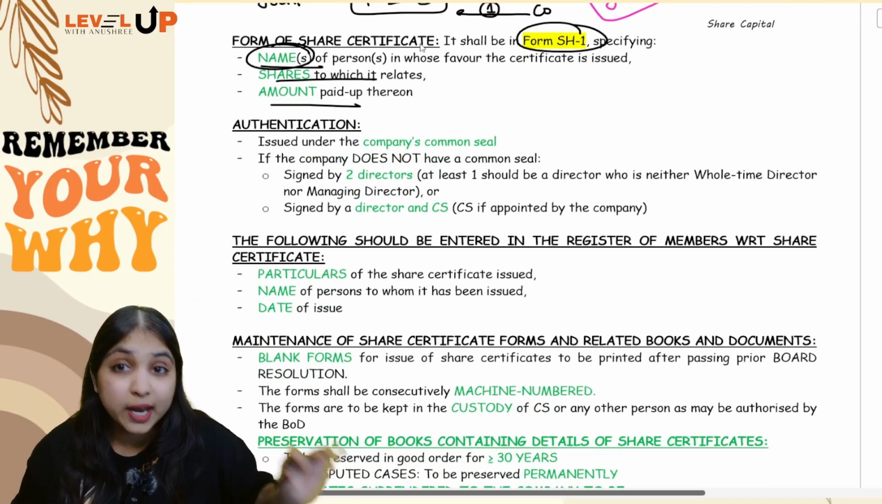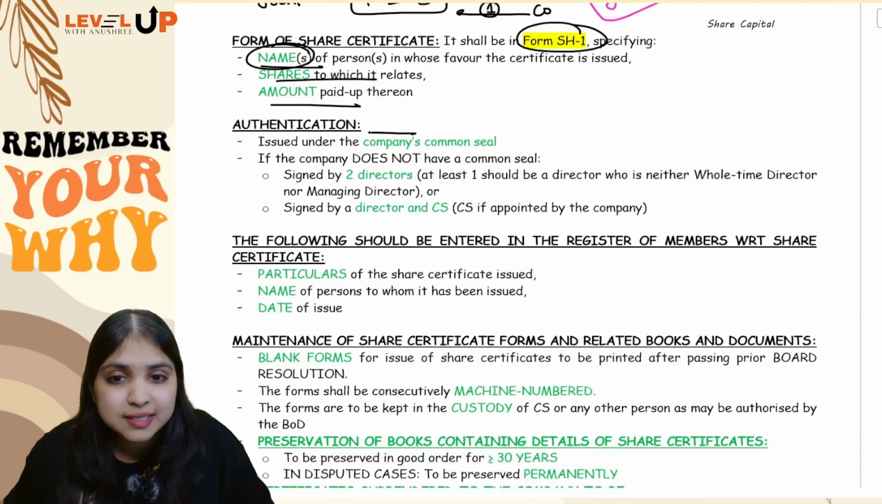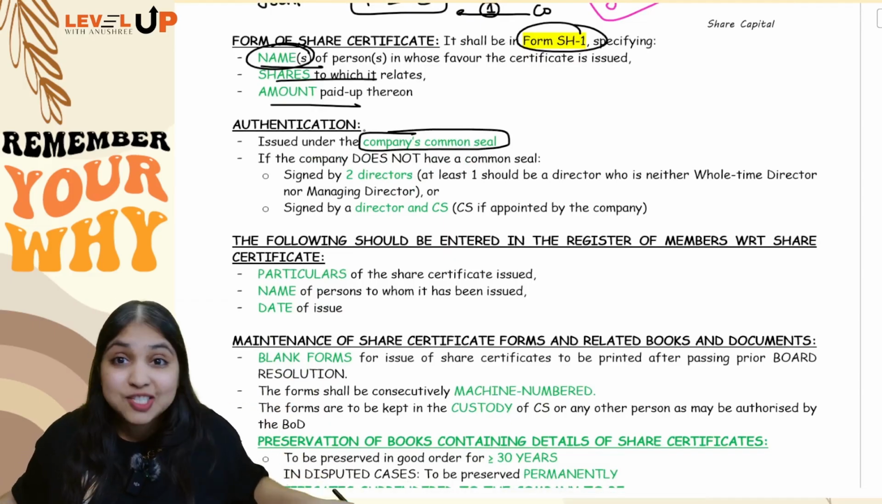Then we discussed that on each share certificate, the company's common seal has to be affixed, but we know common seal is not mandatory anymore.